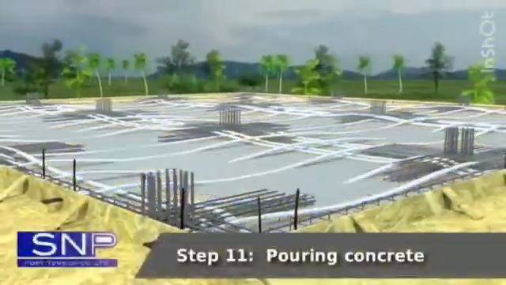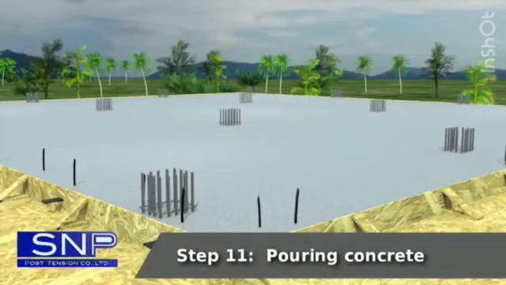Okay, number 11, just pour the concrete. Like I said before, in post-tension concrete, after the tendon is placed, we pour the concrete so that once the concrete has gained strength, the cables will be pulled tightly, or tensioned, or anchored against the outer edges of the concrete, just like that.